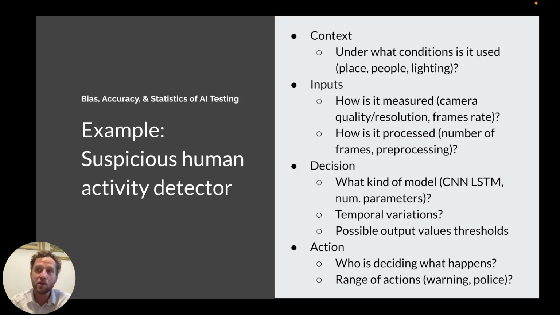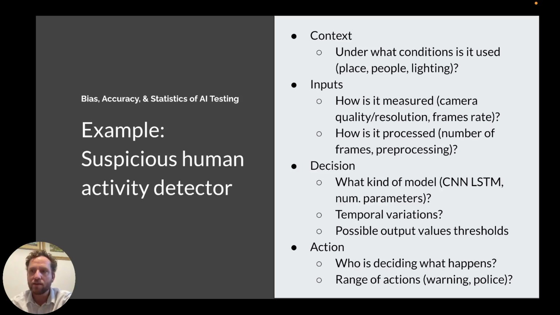So let's go back to the example that we had, the suspicious human activity detector. So context: under what conditions is it actually used? So where is it used? Is it something that's used in a subway? Is it in a shopping mall? Is it used in underground garages? There are different people. So when I say people, this could be different groups of people. It might be demographic groups.